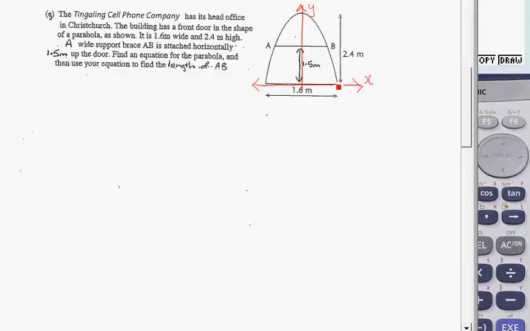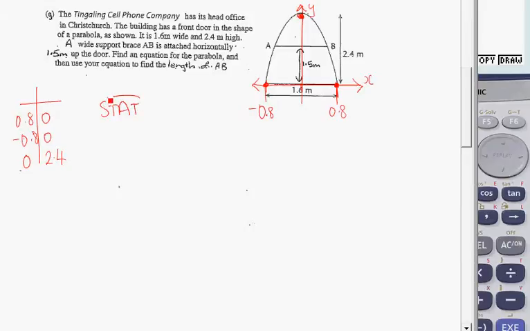1.6 metres wide at the base would mean that the x coordinate there, if it's halfway, should be 0.8. And that x value there will be negative 0.8. So straight away I have 3 points on the curve: (0.8, 0) for that point there, (-0.8, 0) for that point there, and up the top, x is 0, the height of the door, 2.4 metres.